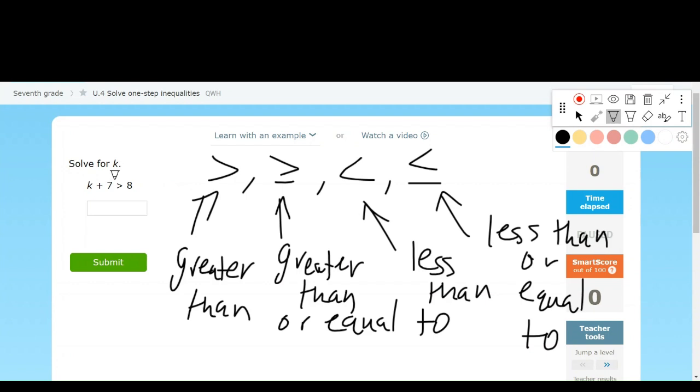Looking at our inequality here, what does this symbol represent? Well, it means greater than. So you would read this problem as k plus 7 is greater than 8.